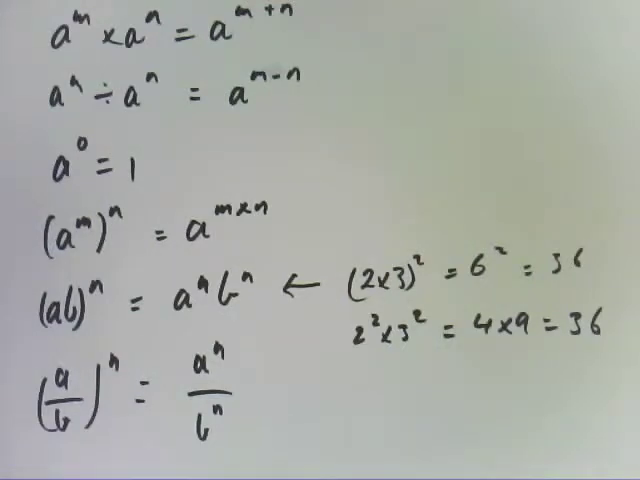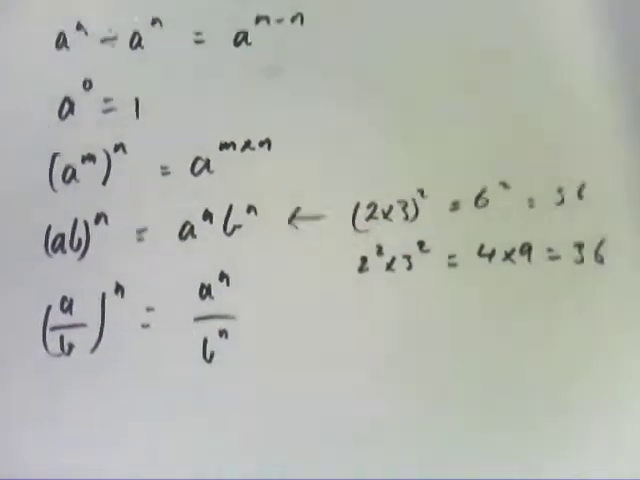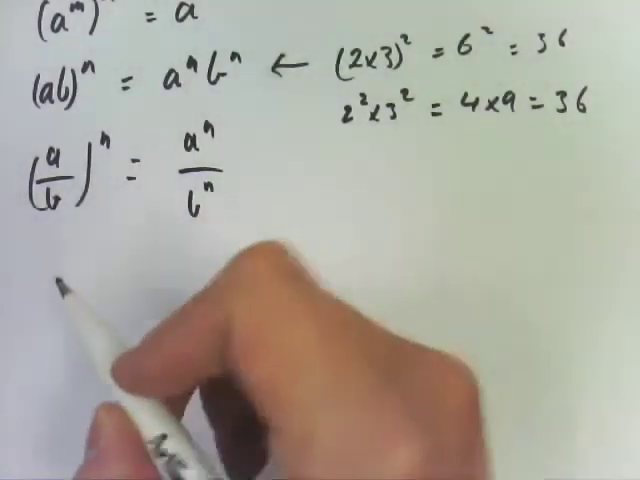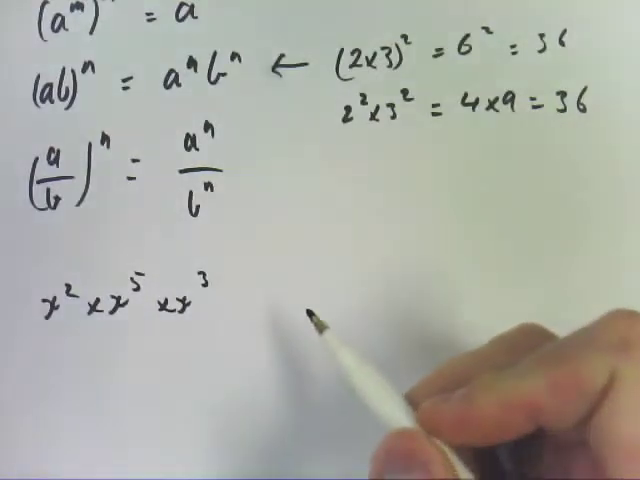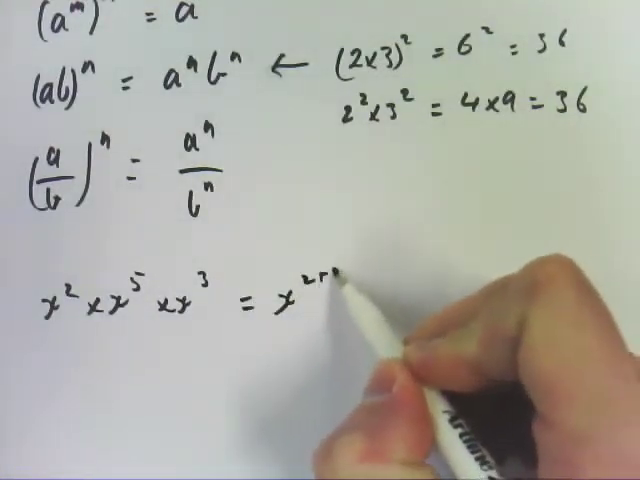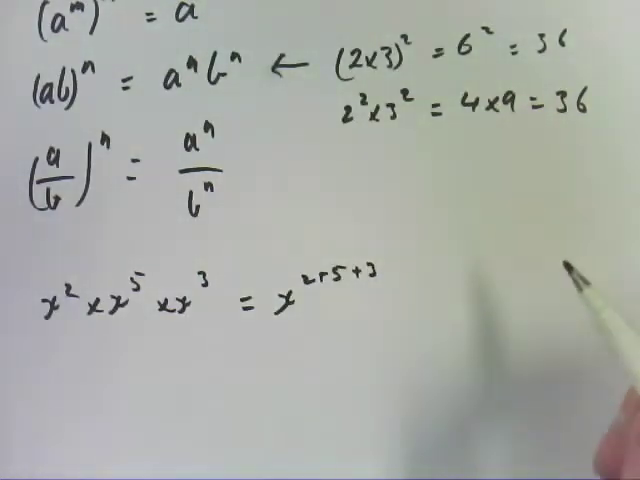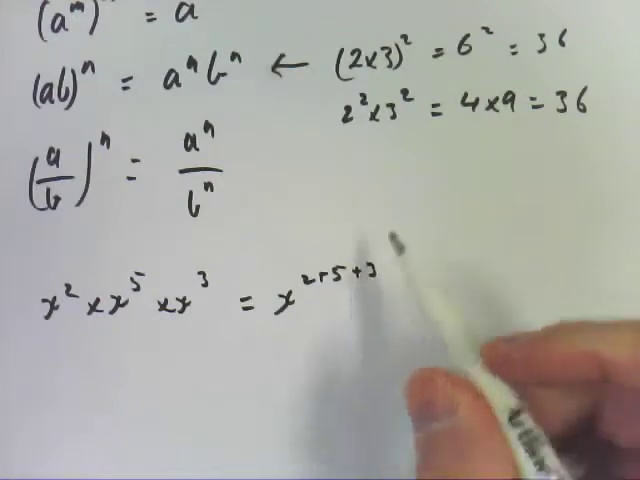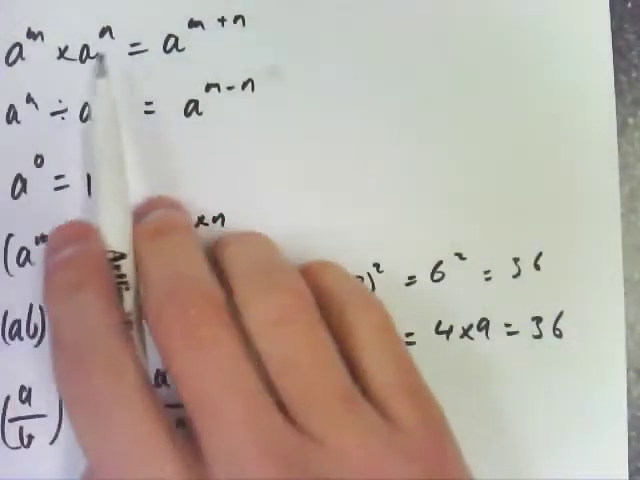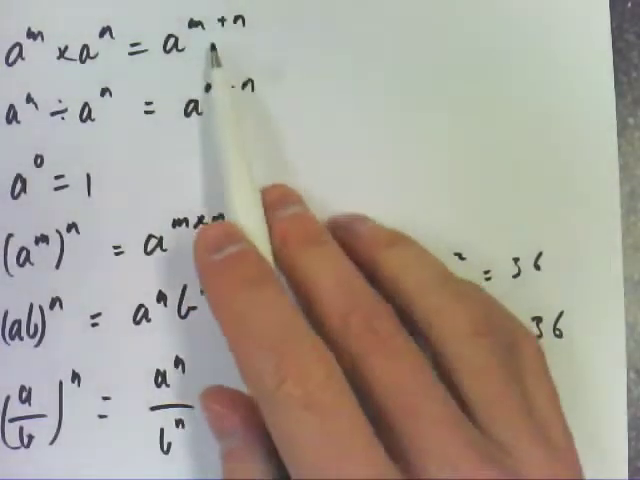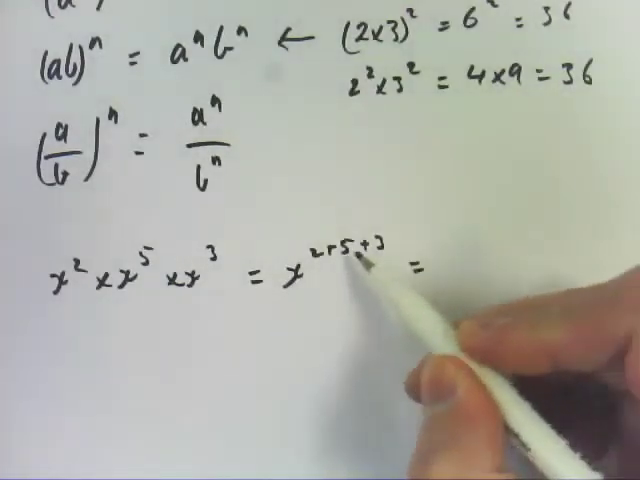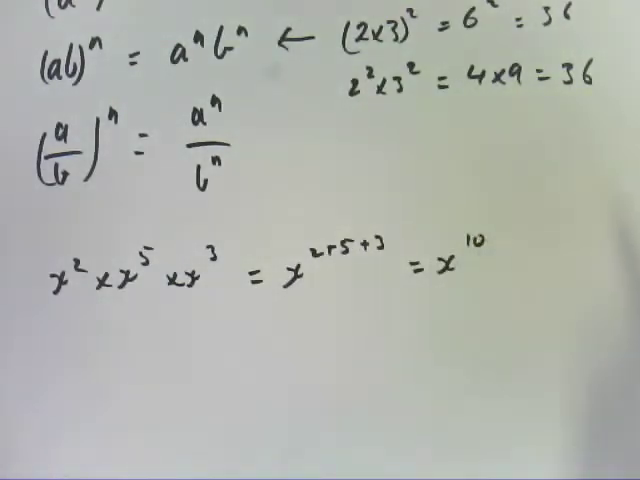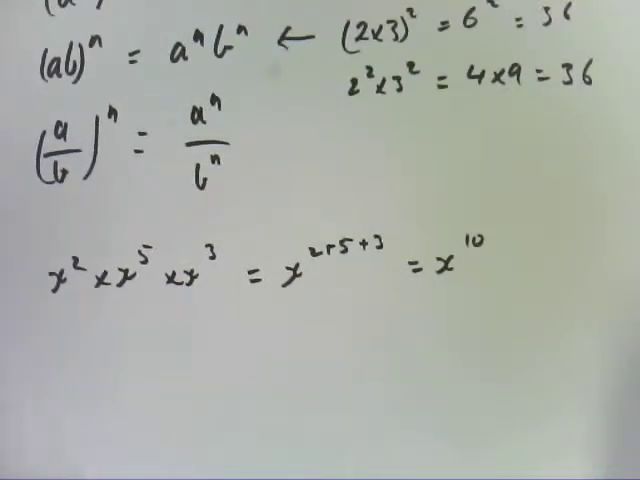So if we start with a question from 1, question 1a, we've got x squared times x to the 5 times x to the 3, and we're asked to simplify that. It's simply x to the 2 plus 5 plus 3. If you're going to write out the middle step, that's what you write, because that's what our law says. If you're multiplying and they've all got the same base, you add the powers. So 2 plus 5 is 7, plus 3 is x to the 10, and that's our final answer. That's how easy they start, just one index law.